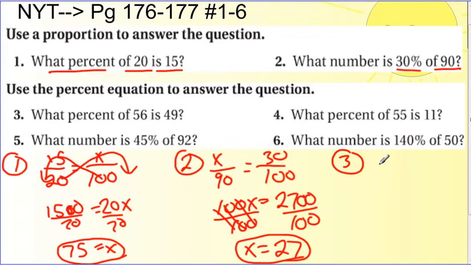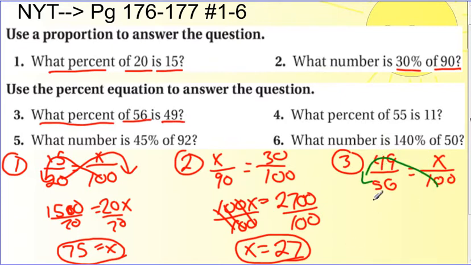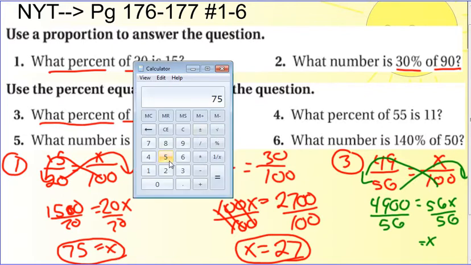Number 3. What percent of 56 is 49? All right, so first off, proportion. There's our 100. We do not have a percent. Of 56 is 49, the other number. Cross multiply. So we got this times this gives you 4,900. 56 times x is 56x. Divide by 56. Divide by 56. X equals, I don't know that one. 4900 divided by 56 equals 87.5.